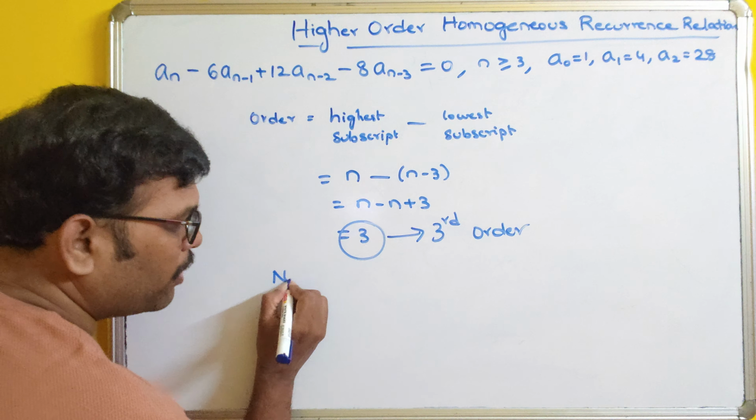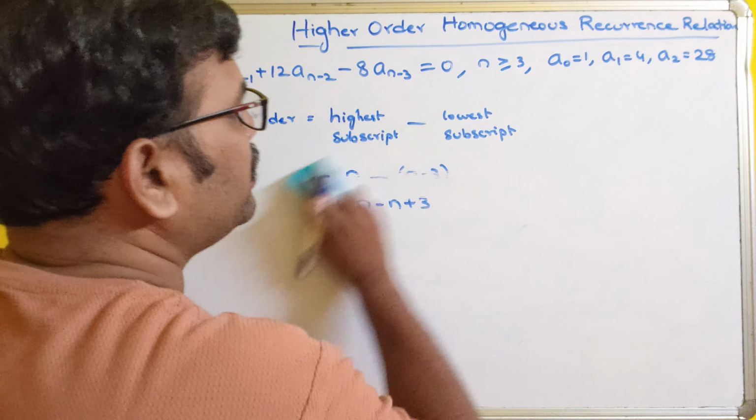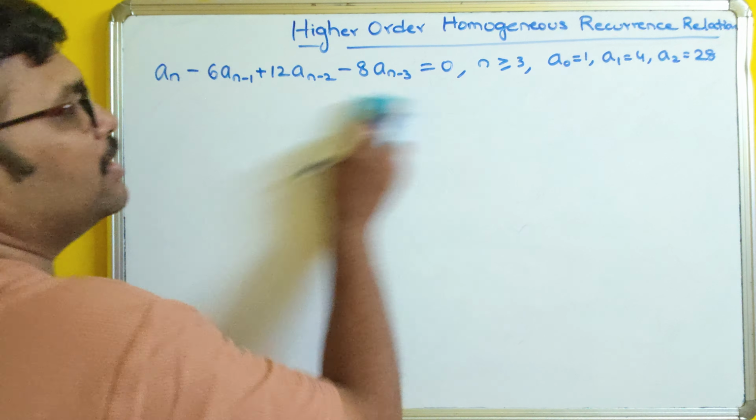So the number of roots is equal to 3: k1, k2, k3. First we need to find these three roots because this is a third order, so we'll be having three roots, right? So first let us convert this into auxiliary equation. How is it converted into auxiliary equation?